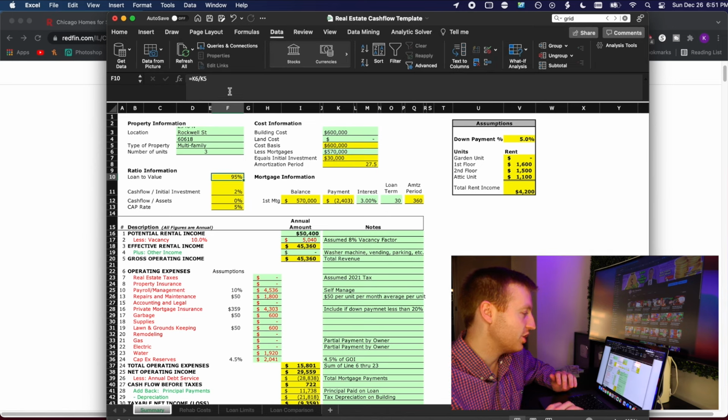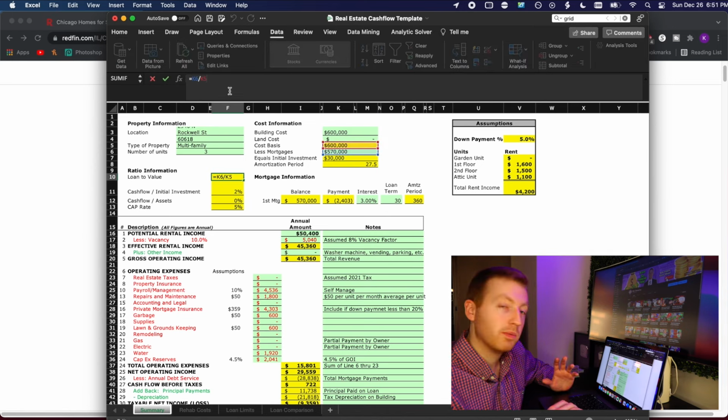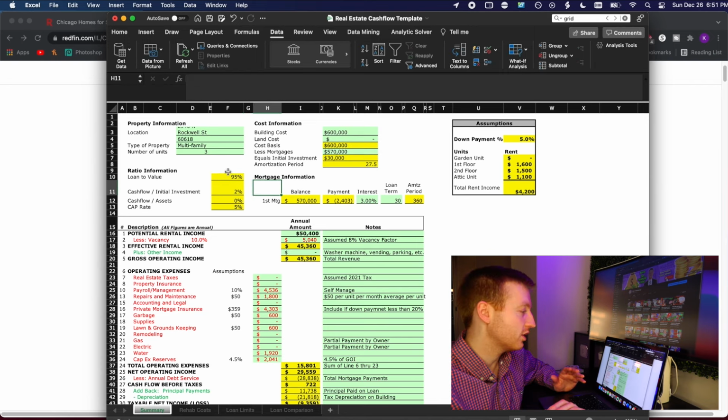So we have some of these ratios right here. The first one is loan to value. So it's basically what your mortgage is divided by the total cost of the property.